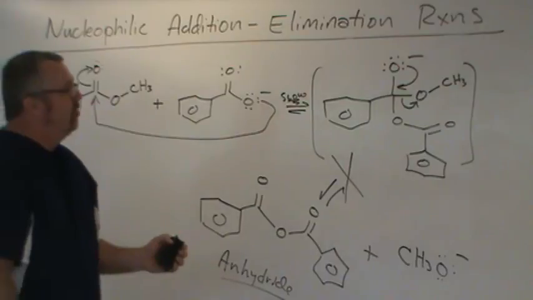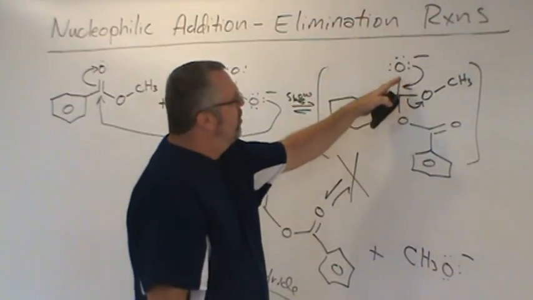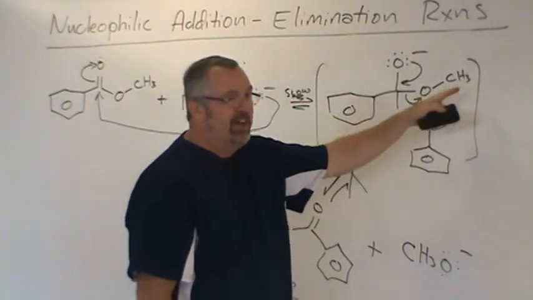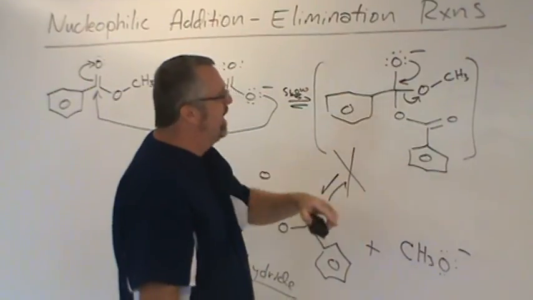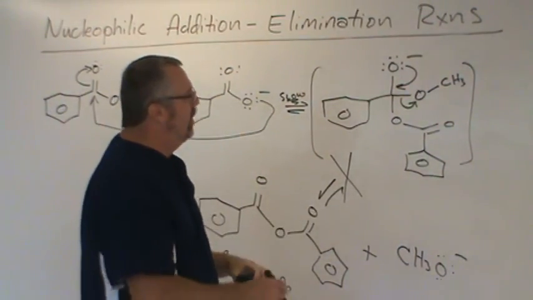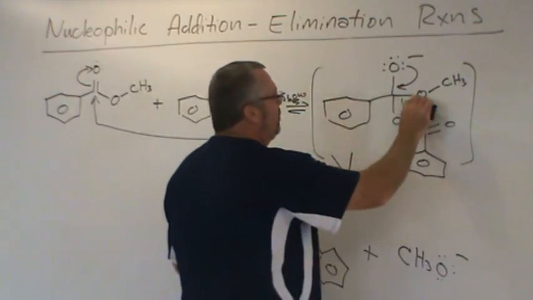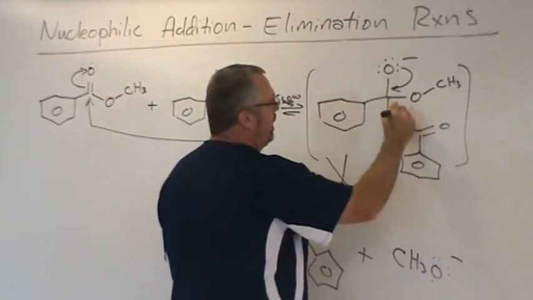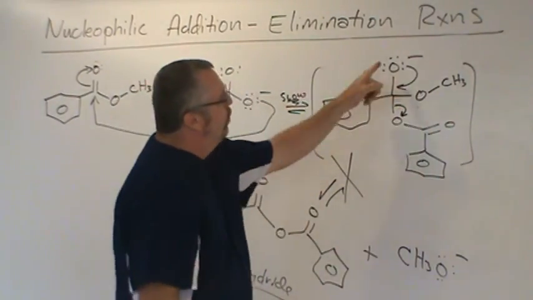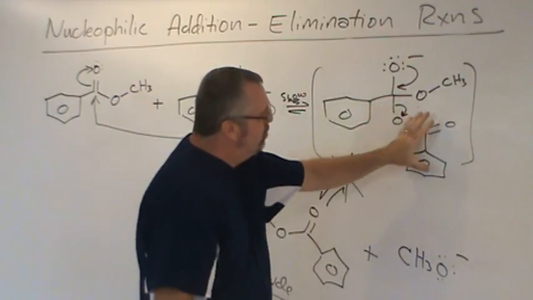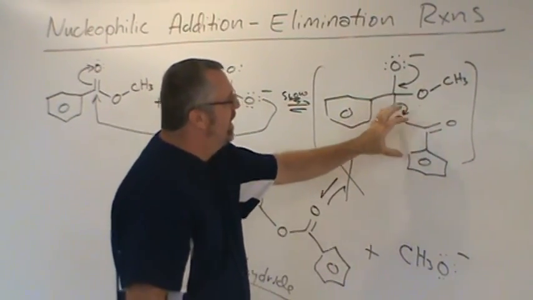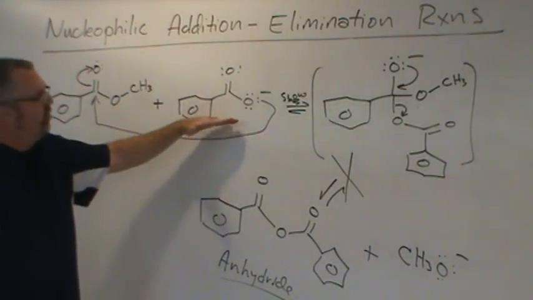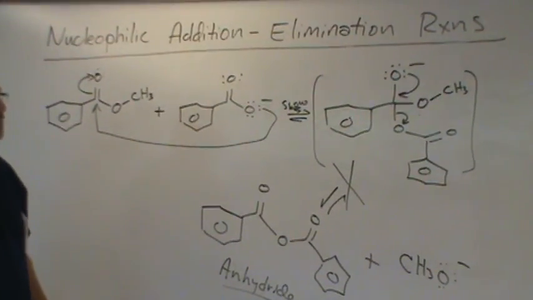Well, why not? Simply because as I reform my carbon-oxygen pi bond, the best leaving group I've got on this system is not the methoxide at all. It's the carboxylate anion. It's a better leaving group. It's a resonance delocalized leaving group. The direction in which this is most likely to go is like this. Reform the carbon-oxygen pi bond and spit out the best leaving group, which is the carboxylate anion. That just takes us right back to where we were. That regenerates the methyl ester and gives us this nice resonance delocalized anion.